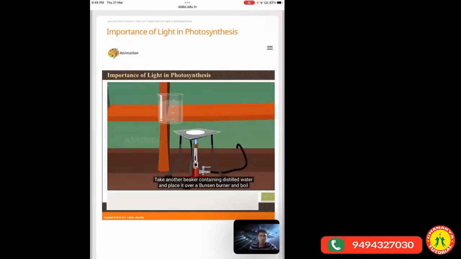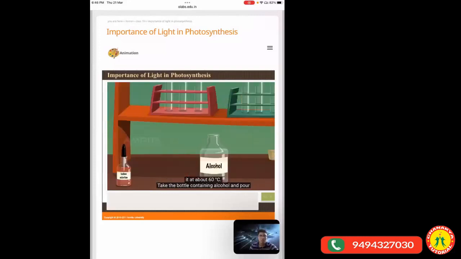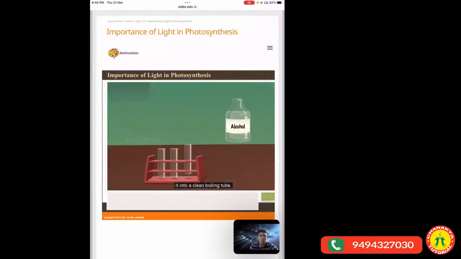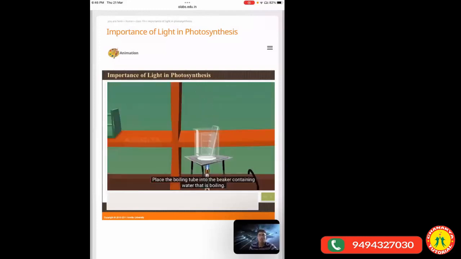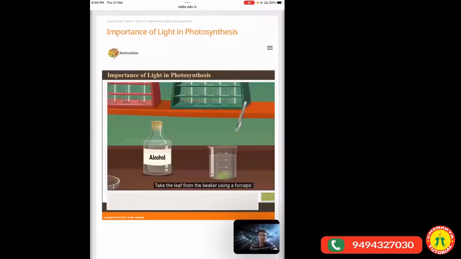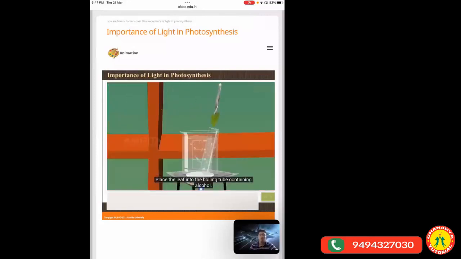Take another beaker containing distilled water and place it over a Bunsen burner and boil it to about 60 degrees. Take the bottle containing alcohol and pour it into a clean boiling tube. Place the boiling tube into the beaker containing hot water. Take the leaf from the beaker using forceps. Place the leaf into the boiling tube containing alcohol.